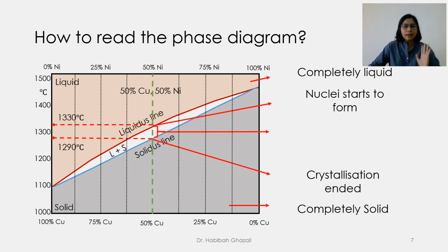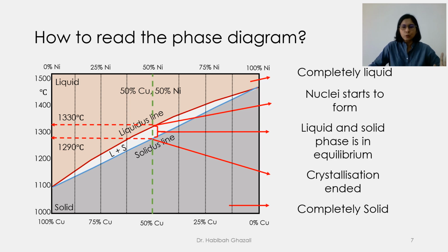So in between these two lines, liquid and solid phase are in equilibrium. If you take that and play with it, it is like slime. It is a combination of liquid and also solid. So it's a gooey state. We can call it a gooey state. Both of these phases exist in equilibrium between these two lines. So that is how you read the phase diagram.